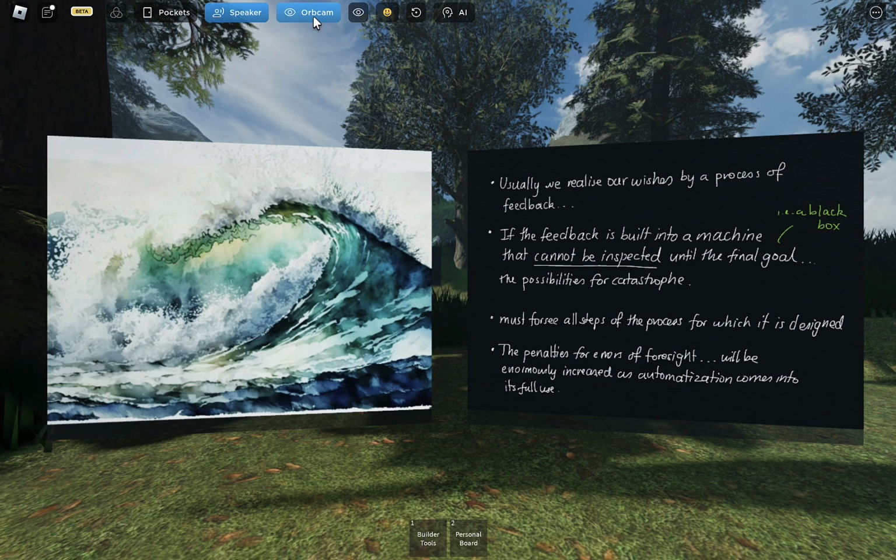I can't think of a better way to put it than that. So, we should aim for systems that we can inspect and understand, so as to not make errors of foresight and end up with unanticipated and undesired consequences.